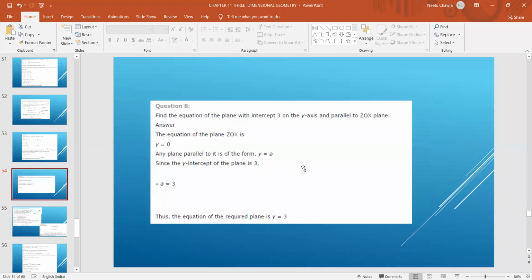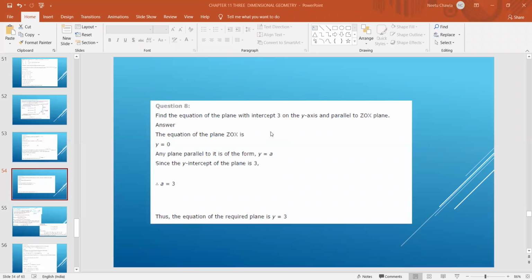See the next question. Find the equation of the plane with intercept 3 on the y-axis and parallel to the ZOX plane. Parallel to the ZOX plane. What does this show? This means y is equal to 0. If a plane is parallel to ZOX, it means y is equal to 0.